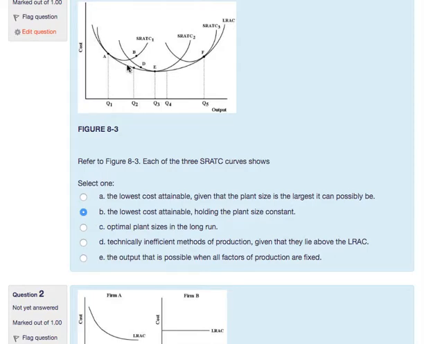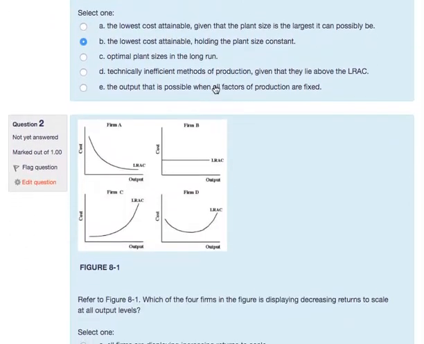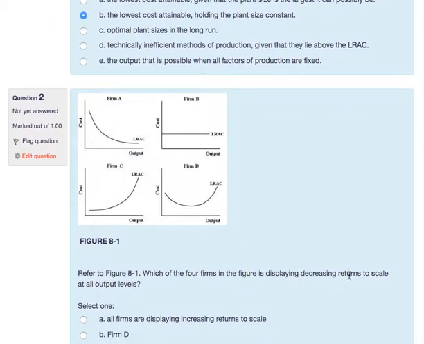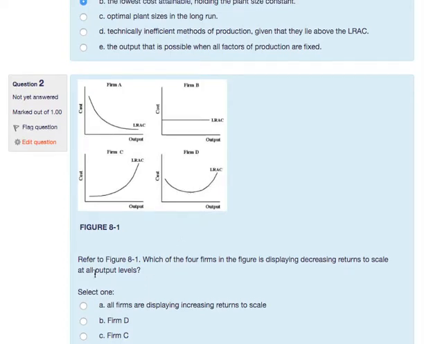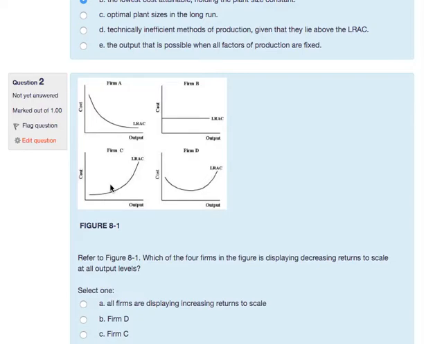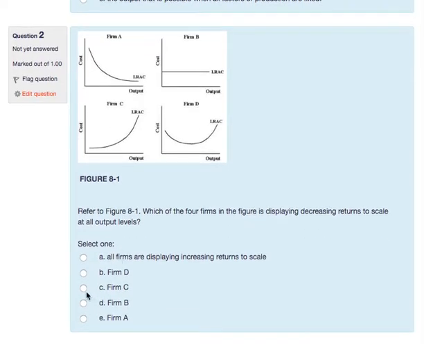We refer to the first part as increasing returns to scale or economies of scale, constant returns to scale, and then diseconomies of scale or decreasing returns to scale. So here we're asking about decreasing returns to scale, not increasing returns to scale. So it has to be an upward sloping part. This section here has downward and upward sloping. It's not the right answer because here they're saying at all output levels. So the only one that represents this is firm C.